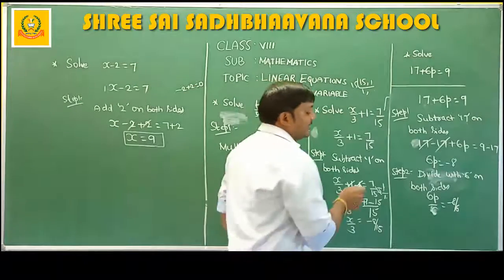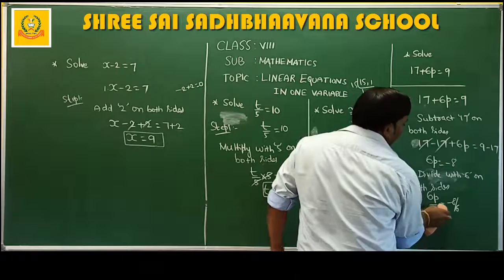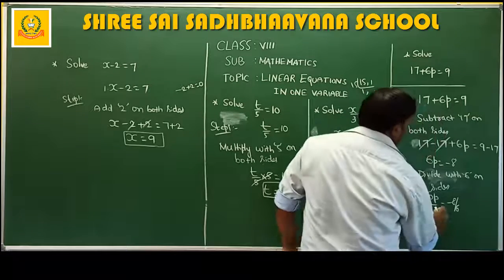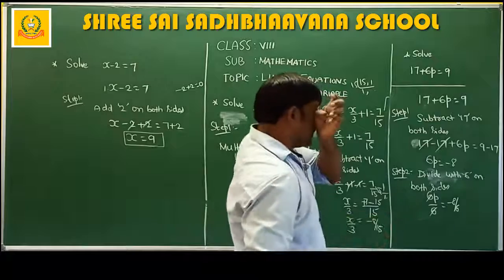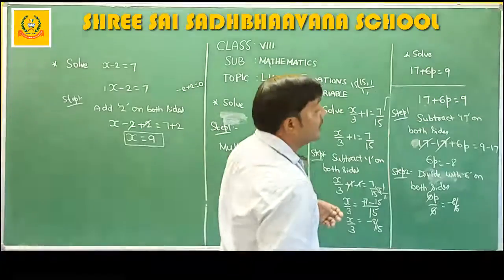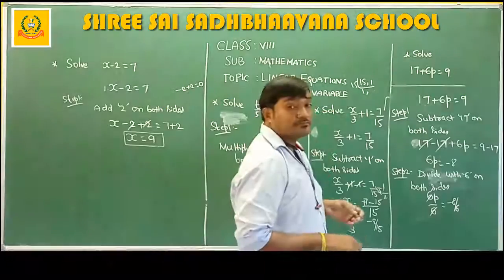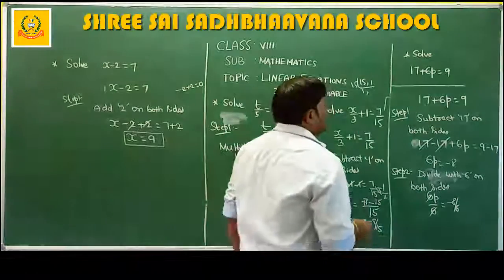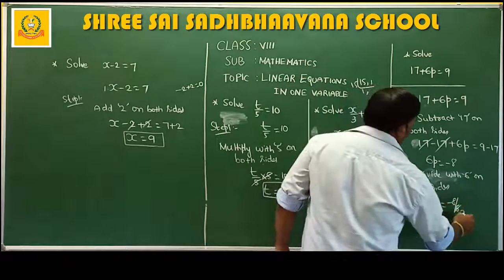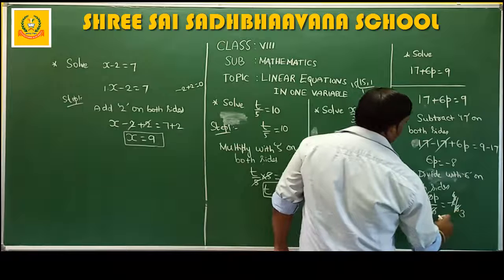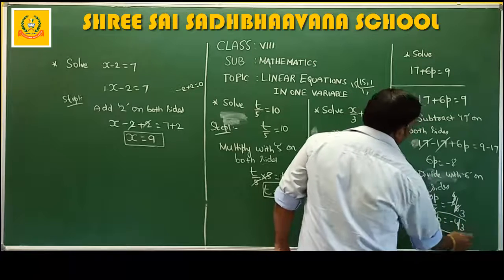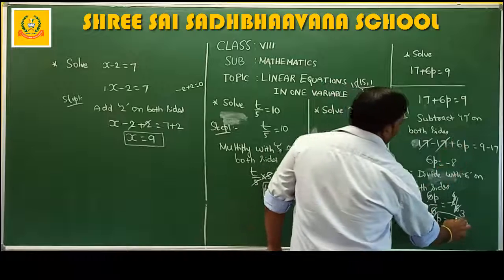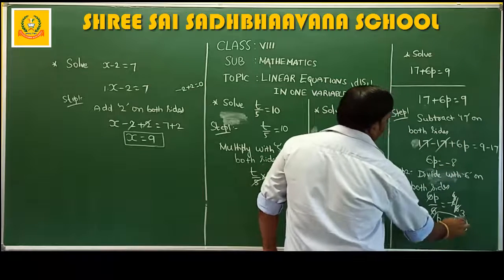Alright? 6p divided by 6 is equal to minus 8 divided by 6. So what happens? 6 will get cancelled. Correct? 6 and 6 will get cancelled. So now you will be left with, here also you can cancel: 2 3s are 6, 2 4s are 8. So p will be minus 4 by 3. Your p value is minus 4 by 3.